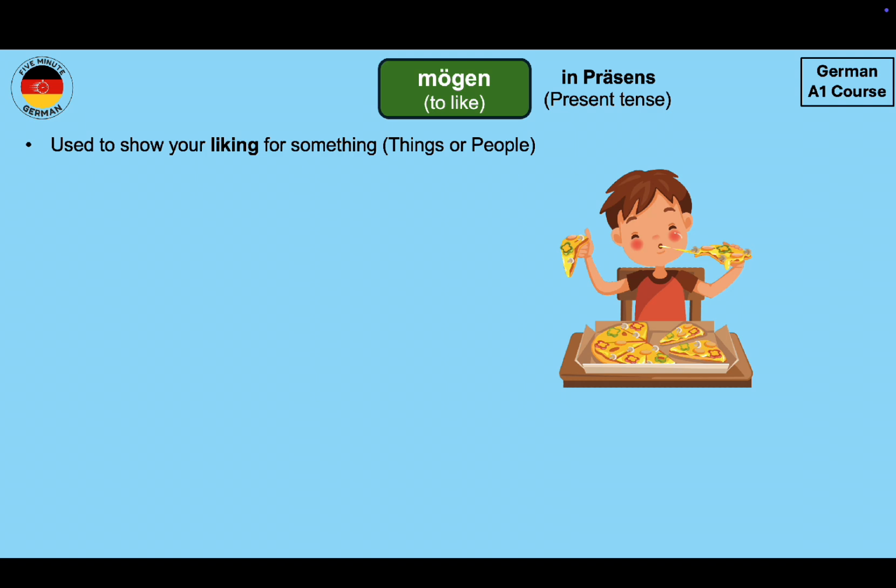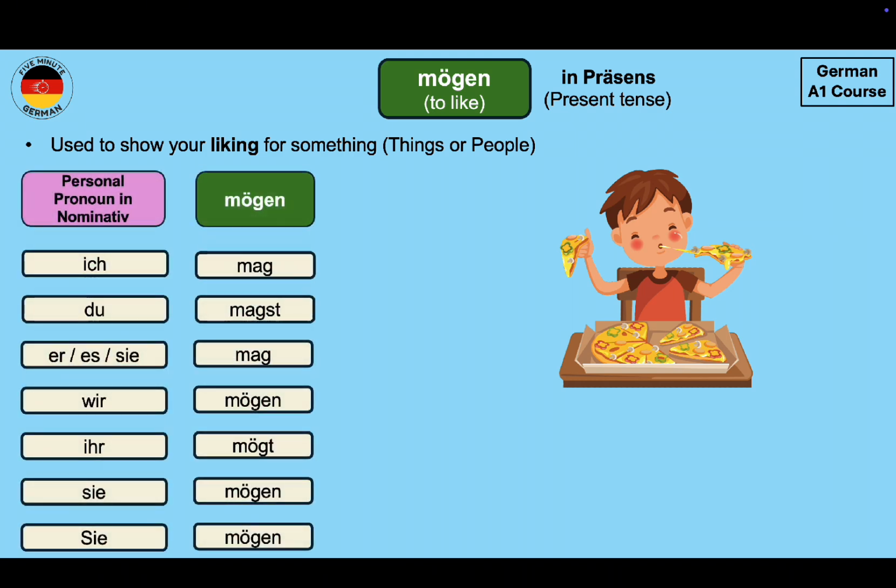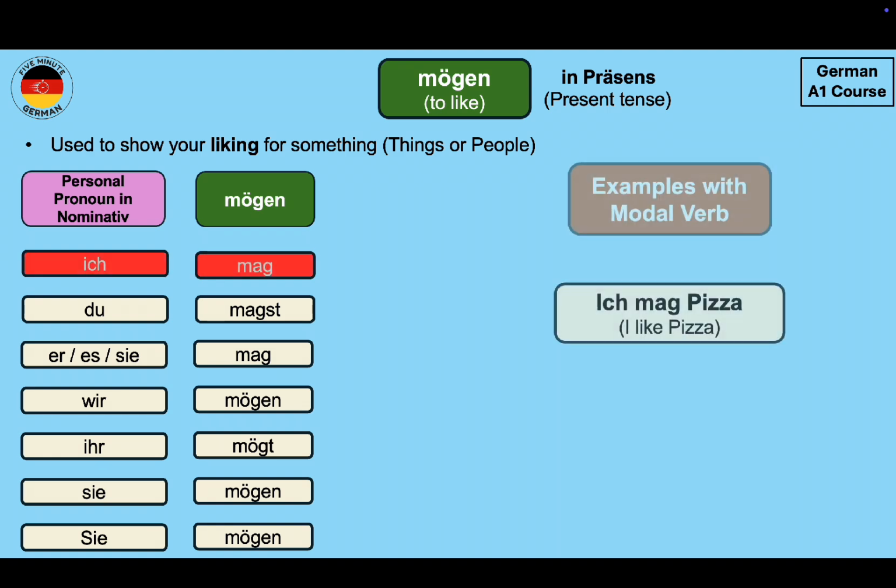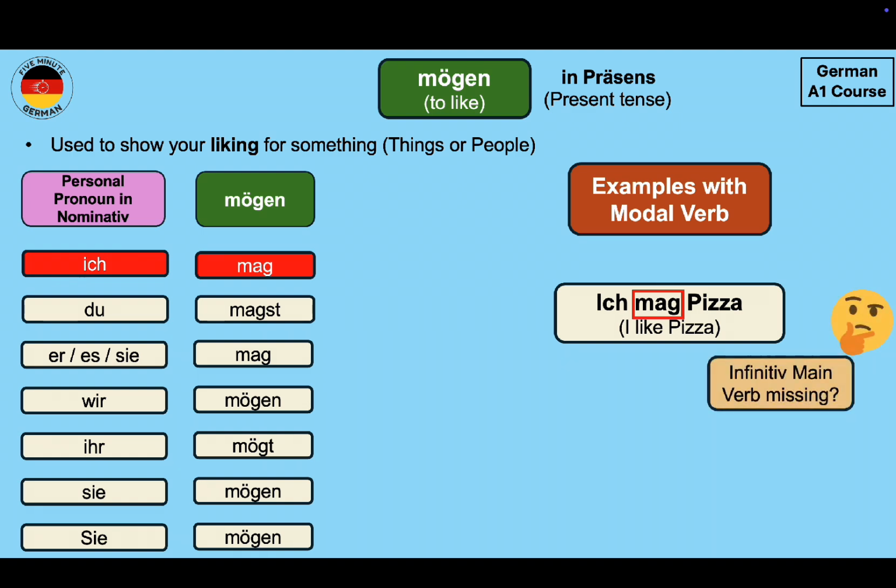The conjugation for mögen in the present tense is ich mag, du magst, er/sie/es mag, wir mögen, ihr mögt, sie mögen, and Sie mögen. Now an example with mögen will be: Ich mag Pizza. I like pizza. Here mag is the modal verb in the conjugated form, but you might be wondering, where is the main verb in infinitive form?